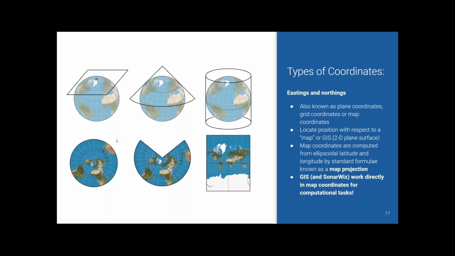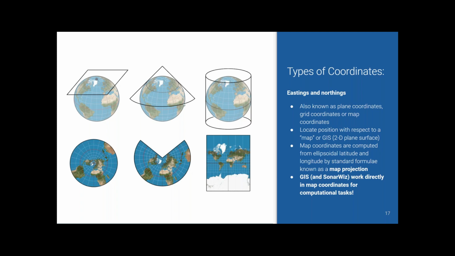Finally, we have eastings and northings. These are plane coordinates, or the grid coordinates we would use on a map, things like universal transverse Mercator or something like that. These are the locations with respect to a map. And in the old days, that map used to be a piece of paper that we plotted on the ground. Today, those map coordinates are almost always in a GIS or a piece of software like SonarWiz. So all GIS and SonarWiz work directly in map coordinates for computational tasks.